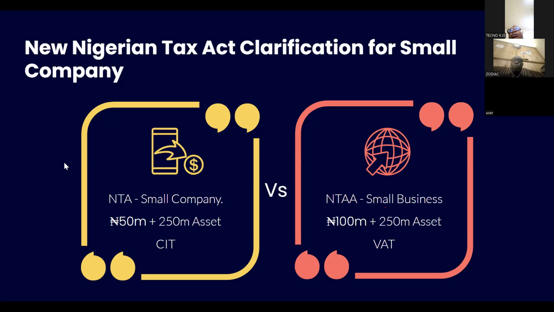That's the NTA. You should have a turnover of 50 million or less. So an asset base of 250 million or less. Then you qualify as a small company.